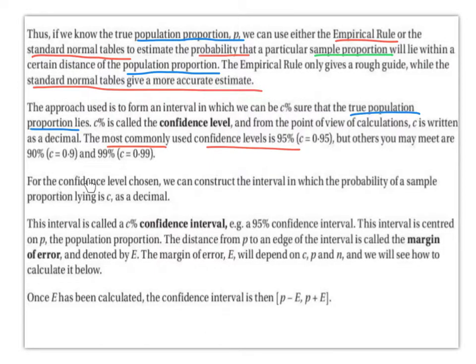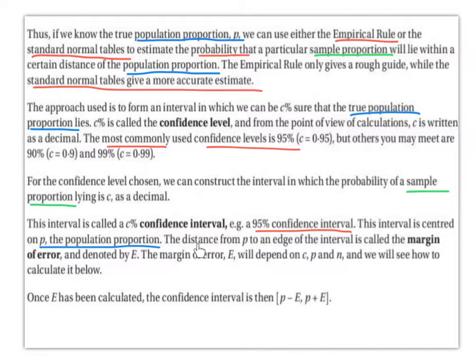For the confidence level chosen, we can construct the interval in which the probability of a sample proportion lying is C as a decimal. This interval is called a C% confidence interval. So an example is a 95% confidence interval. This interval is centered on P, the population proportion.